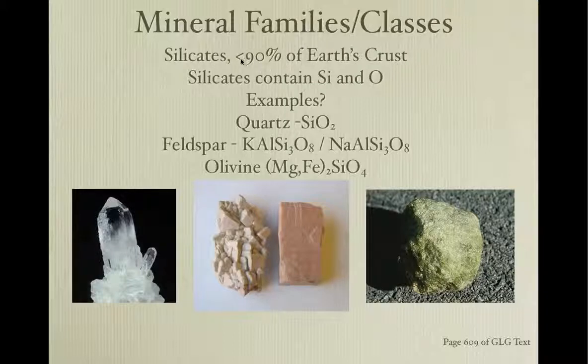Silicates are supposed to be over 90% of Earth's crust. I have that going backwards. Silicates are things that contain silicon and oxygen. Examples? Quartz. These are quartz crystals. Quartz forms the basis of glass: drinking glasses, glass that you look out of, and the best glasses and binoculars and spy equipment, stuff like that.